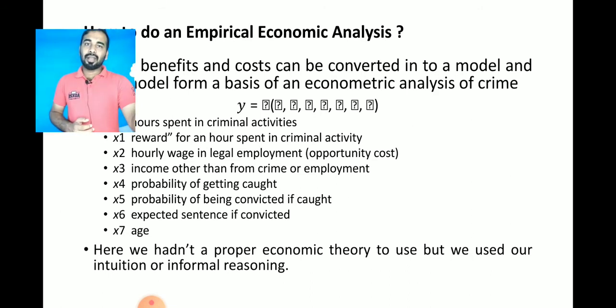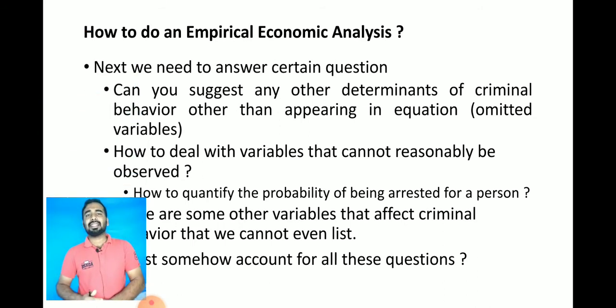Okay, build the model on the basis of intuition. Clear? Yes. So here, after finalizing all these variables, we have to check some more things, or we have to answer certain questions. First one is, are there any determinants of criminal behavior other than those appearing in these equations? We have almost finalized some variables. Are there any other factors that will determine criminal activities?